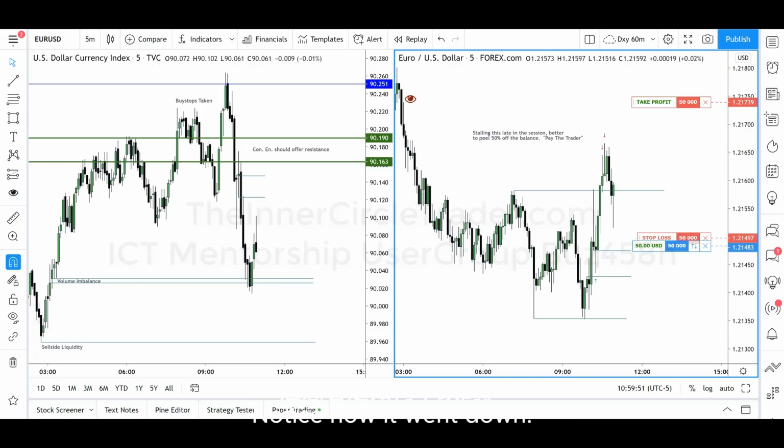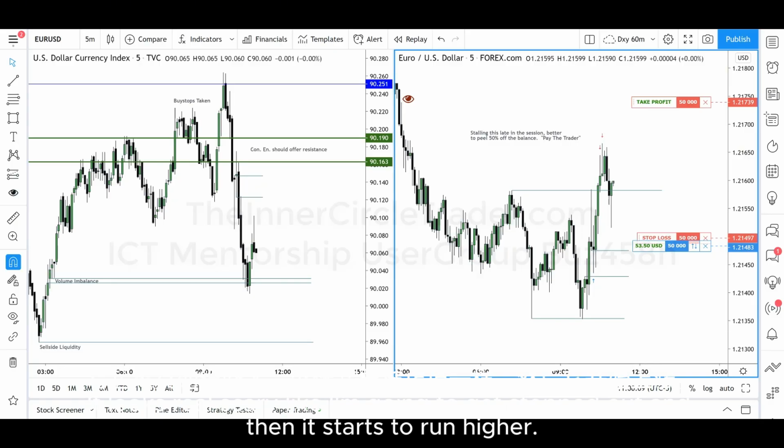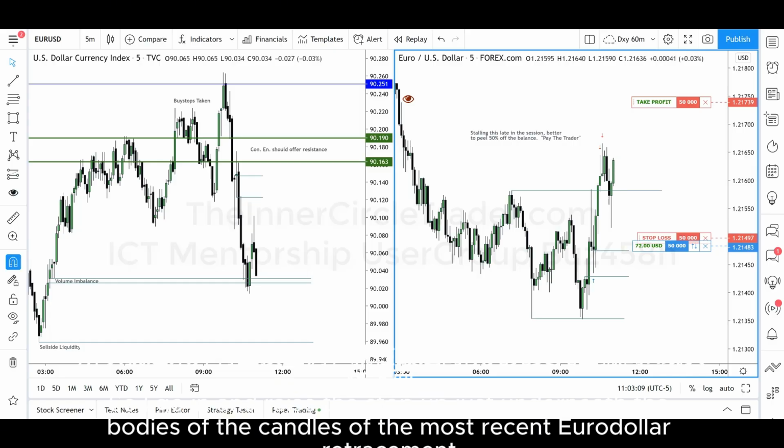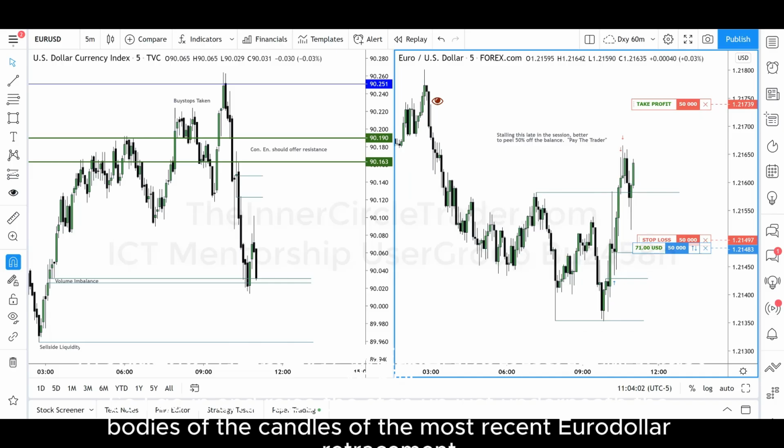Notice how it went down, looks real scary, like I'm going to get stopped out, and then it starts to run higher. So now what I'm watching is, does it go above that little red arrow that's pointing down at the highest little swing high? I want to see if it can go above that. If it does, then I'm going to jam the stop loss up above that little trend line that shows the old buy side liquidity pool. But it doesn't do that. So I go in and raise the stop up just underneath the bodies of the candles of the most recent euro-dollar retracement.